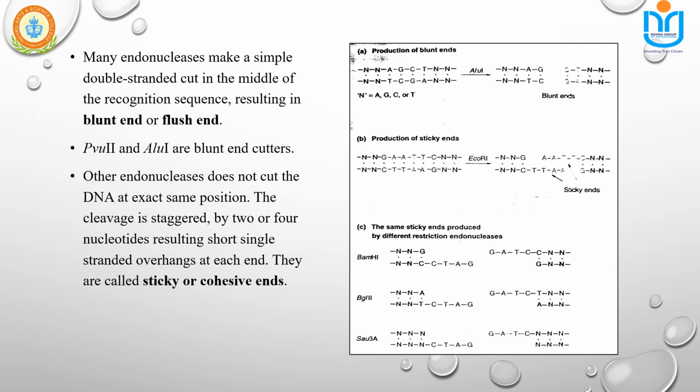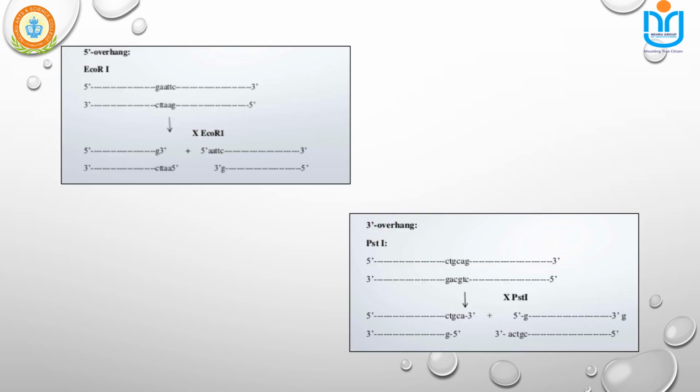Other endonucleases do not cut the DNA at the exact same position. The cleavage is staggered by 2 or 4 nucleotides, resulting in short single-stranded overhangs at each end. They are called sticky or cohesive ends. The figures show the 5' overhang of EcoRI and the 3' overhang of PstI.